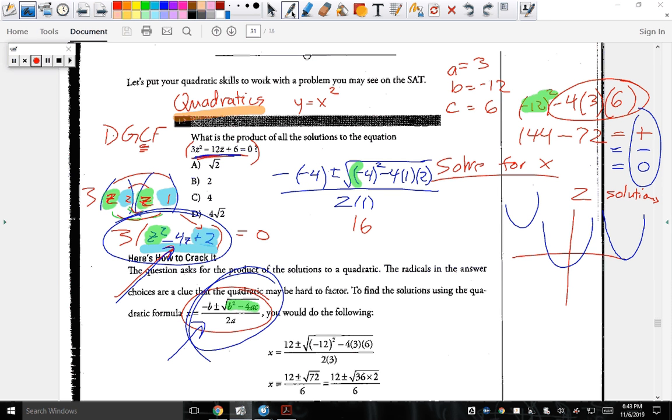Okay? So here we go. So 16, we have negative 4, 1, and 2 gives me a negative 8. We have a positive 4.